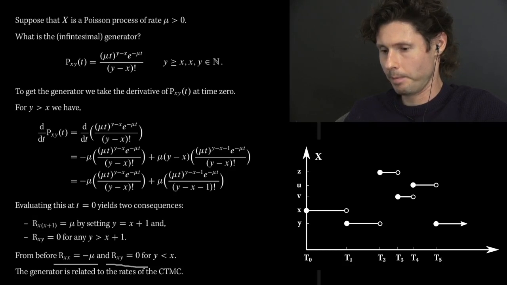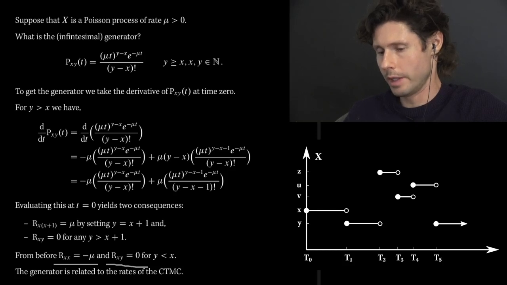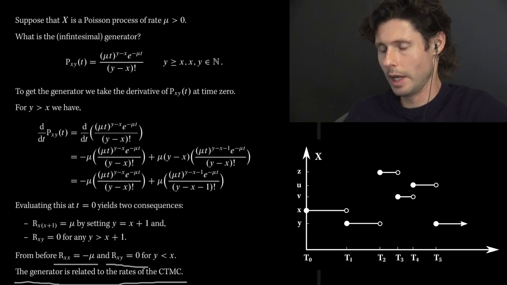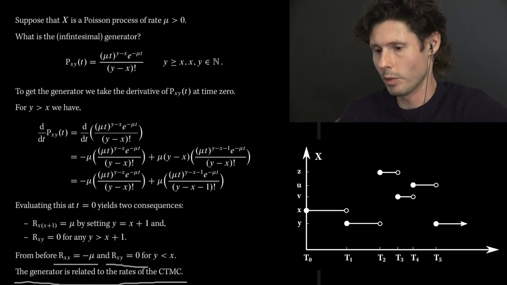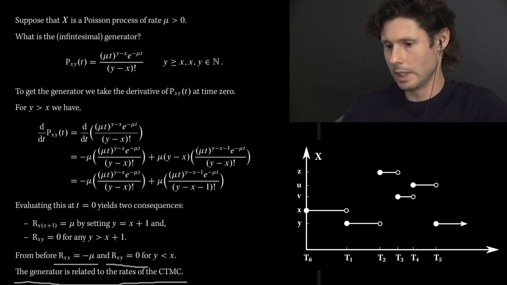Clearly, at least from recall, mu was involved in the description of the rate of the underlying continuous time Markov chain. And so what we're about to see in the next clip is that the generator is going to be related to the rates of the CTMC. And so this example kind of motivates that, and we're going to dig into the details in the more general case next.